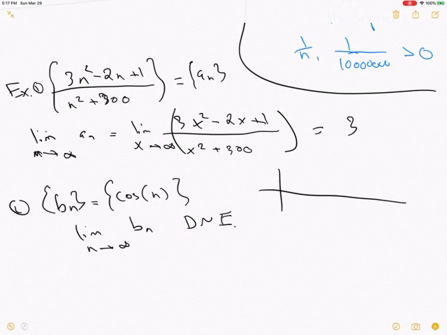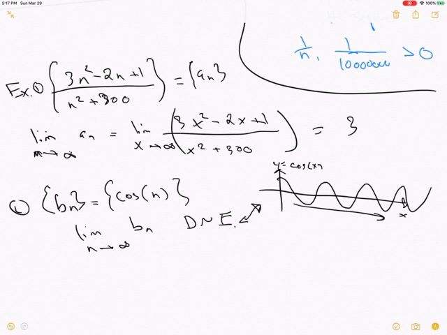If you consider the graph of cosine, it goes like this. The further out you go, the outputs aren't getting closer and closer to anything. The values continue to oscillate no matter how far out you go. So there is no limit. This is the picture for why there's no limit.